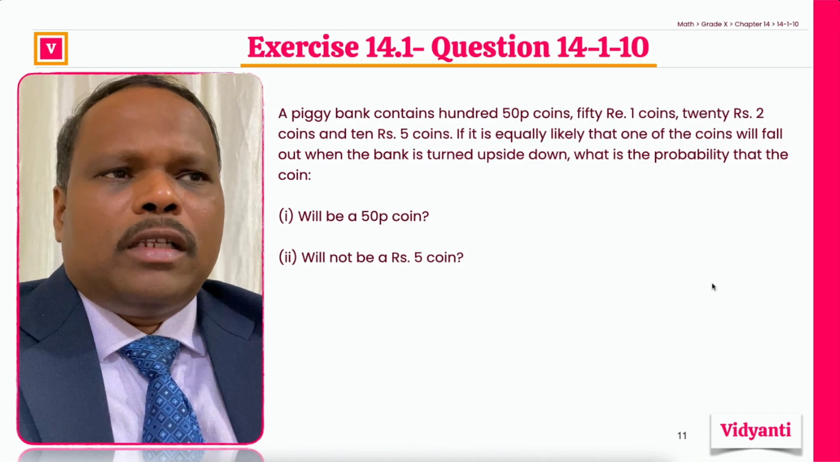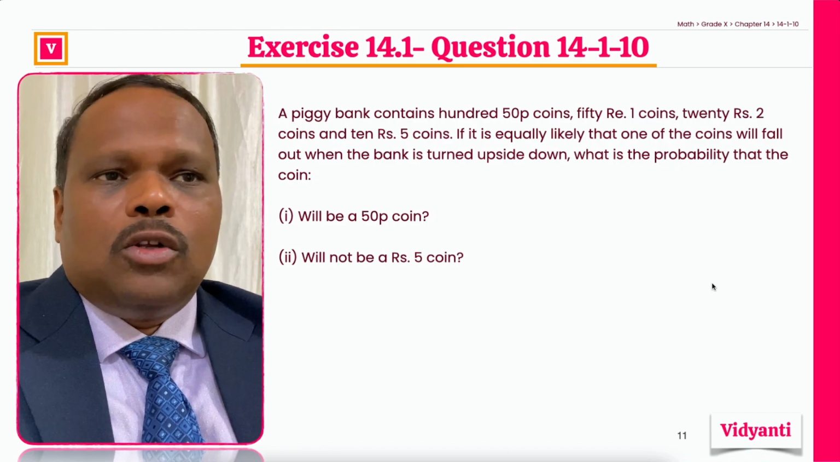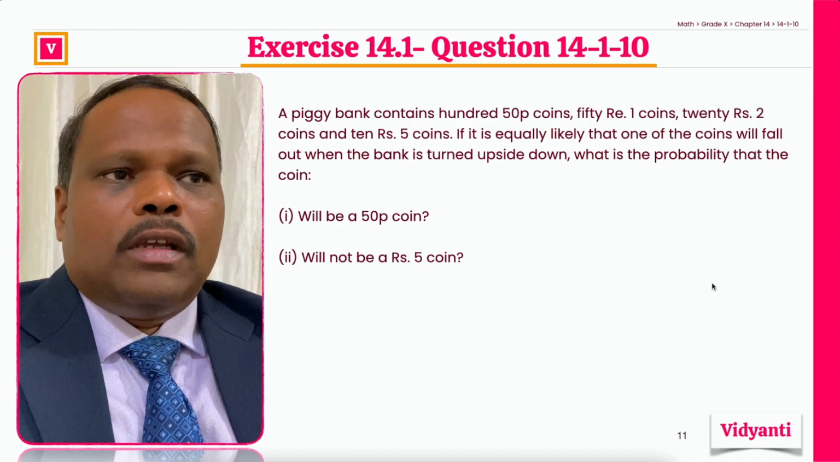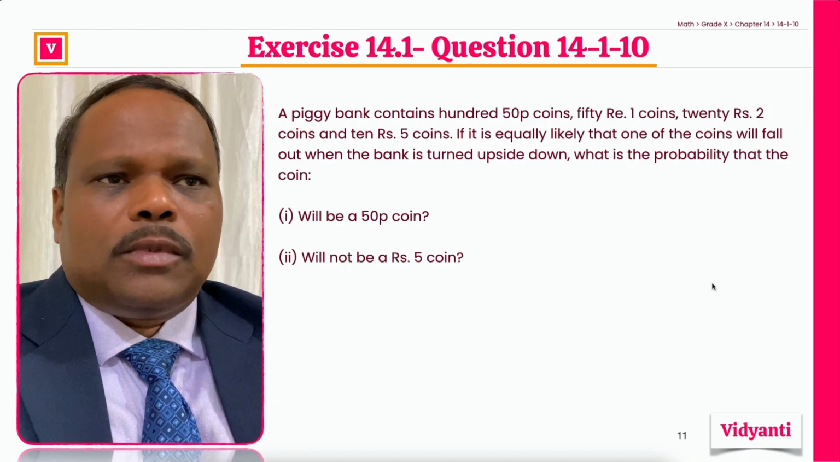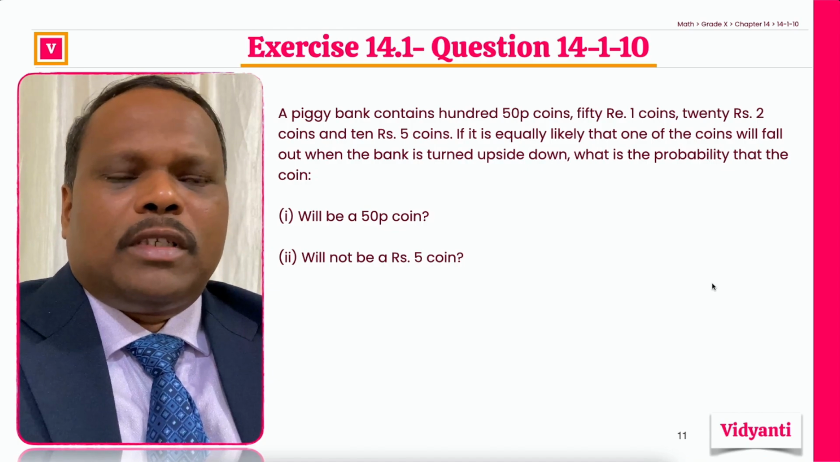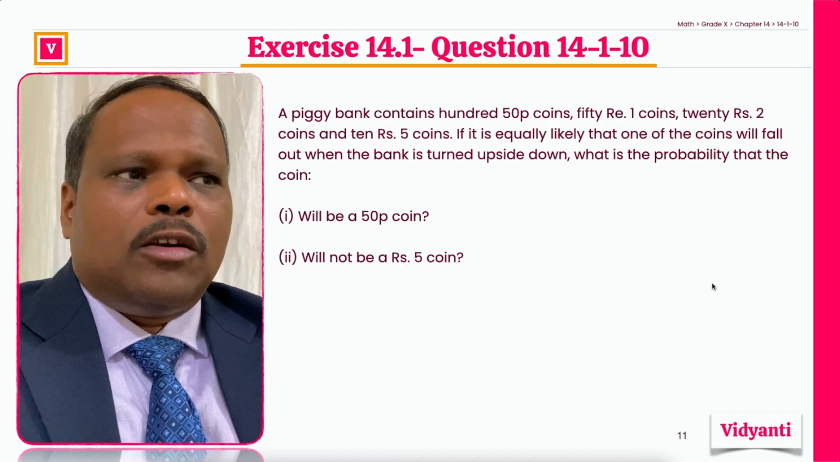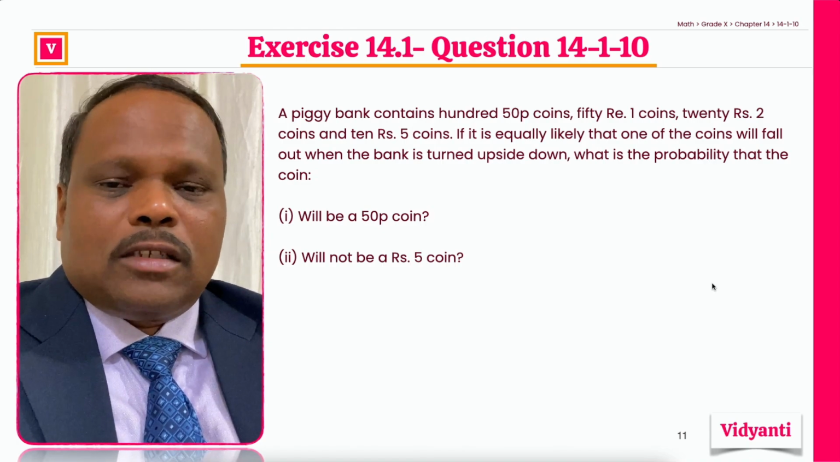A piggy bank contains 100 50 paisa coins, 50 1 rupee coins, 20 2 rupee coins, and 10 5 rupee coins. It is equally likely that one of the coins will fall out. So there is no preference. Now some of you will say that, oh, the 50 paisa coin will be smaller, the 5 rupee coin will be bigger. So there is less chance.